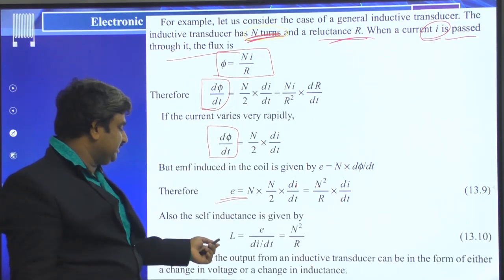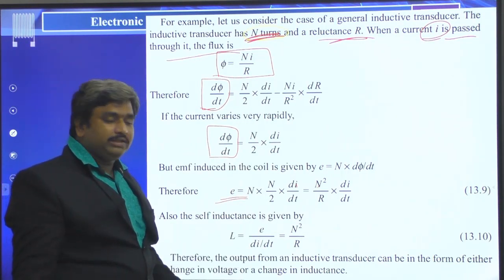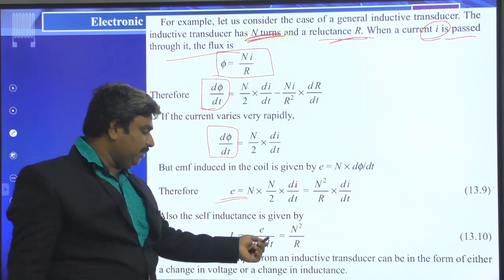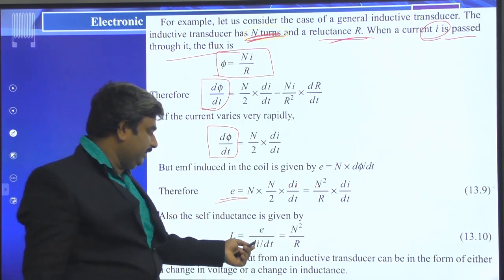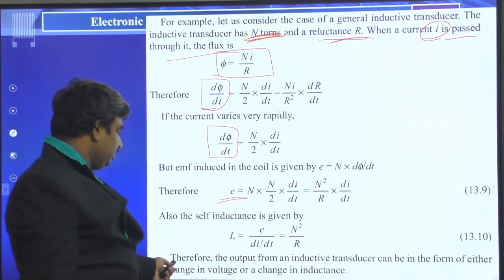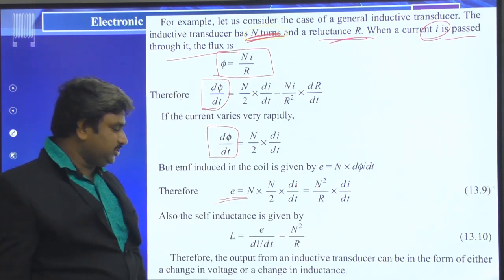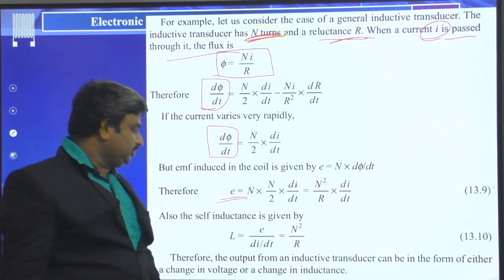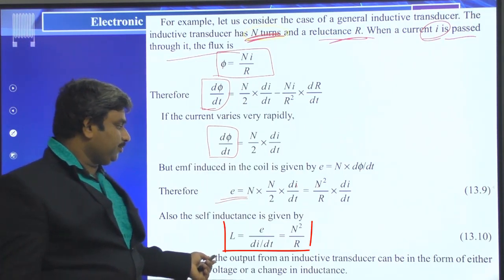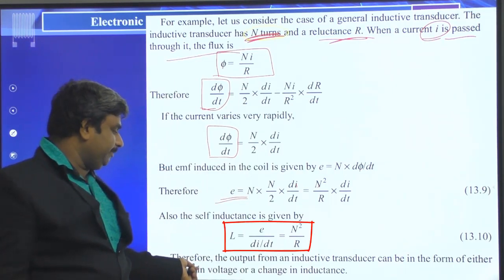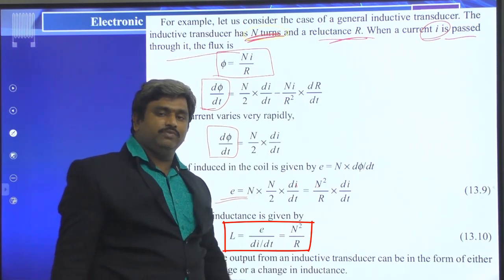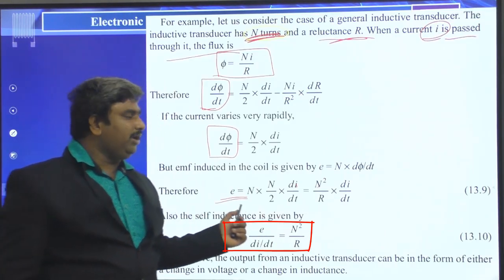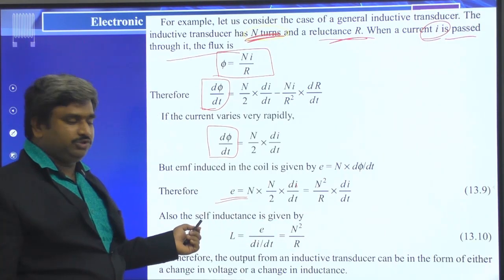Also, the self inductance L is given by the induced EMF e divided by the rate of change of the current di by dt, which is equal to N square by R. Therefore, the output from an inductive transducer can be in the form of either a change in the voltage or a change of inductance. The transducer EMF is completely dependent upon this change. This is the basic property and behavior of the inductive type transducer.